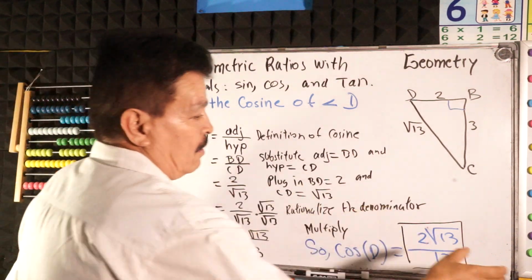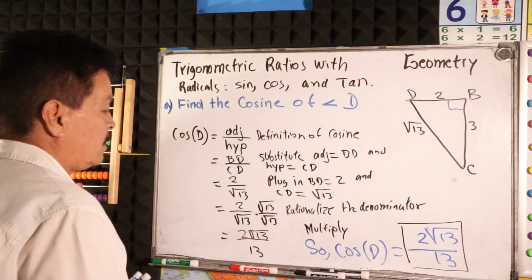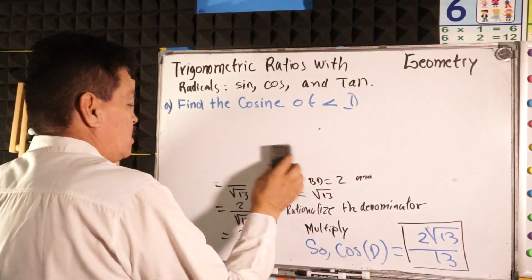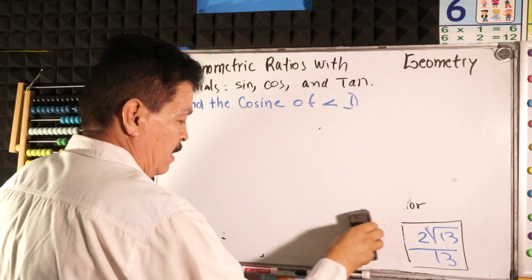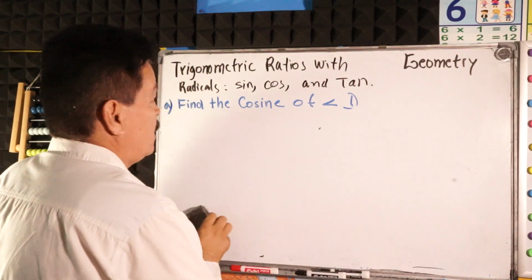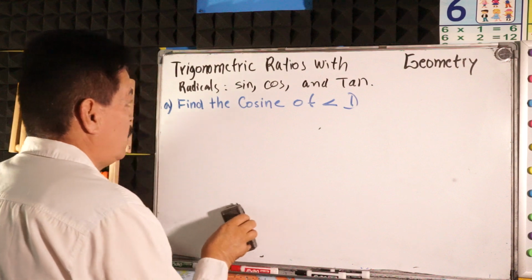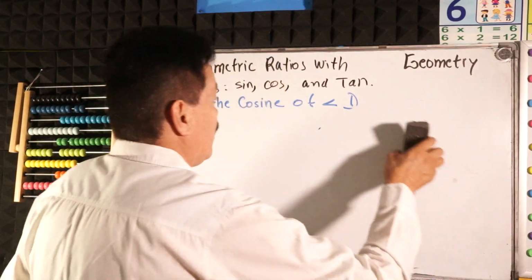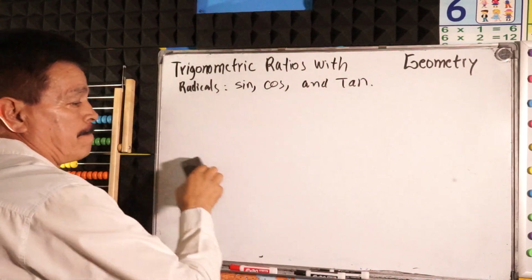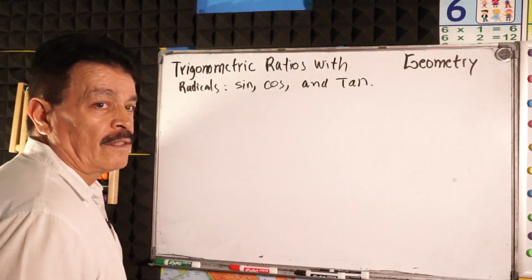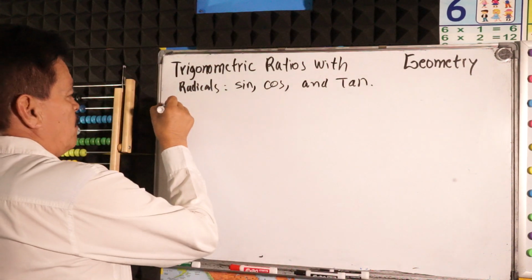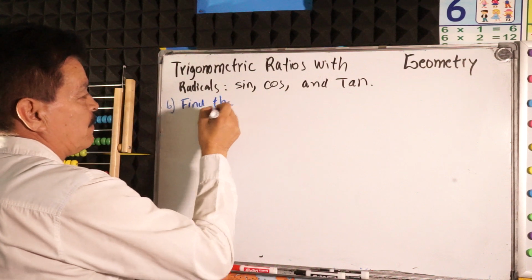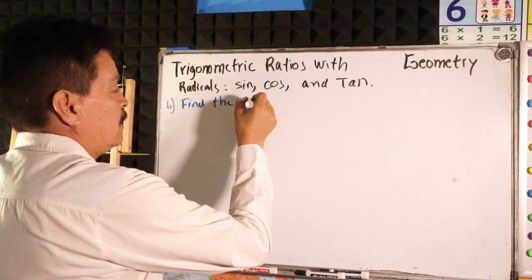Okay, let me show you another problem that belongs to this topic, trigonometric ratios with radicals. For the next problem, we have to find the tangent.